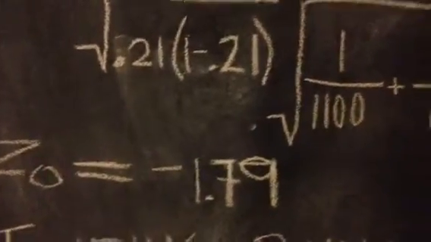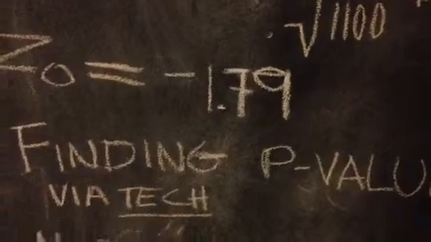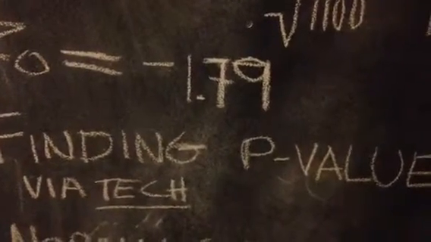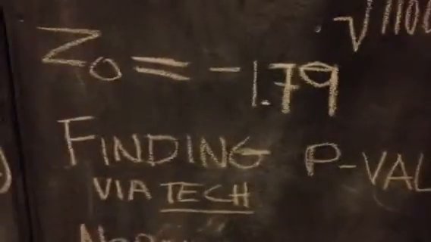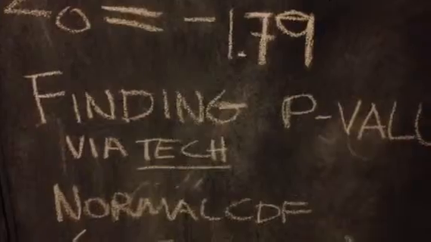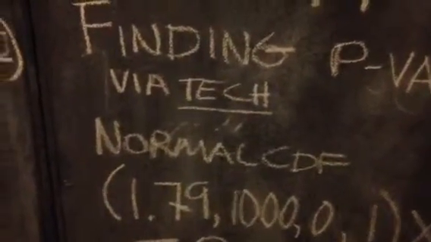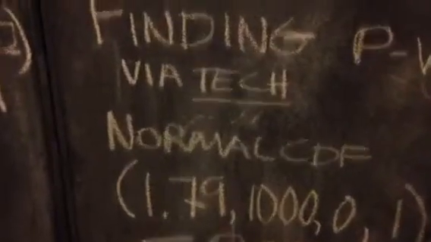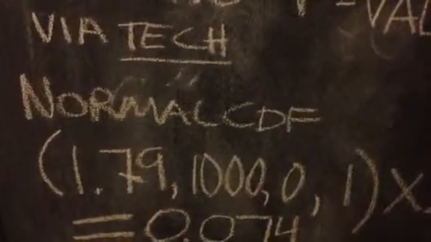And then the last thing we have to do is find the p-value so we can use that level of significance we had earlier. But we're going to use it with technology because that's the cool way to do it. So you do normal CDF. Since it's a two-tailed test, you use the absolute value of what you found above. So it's just 1.79, comma 1,000. I know you should use 10,000, but I used 1,000 this time.